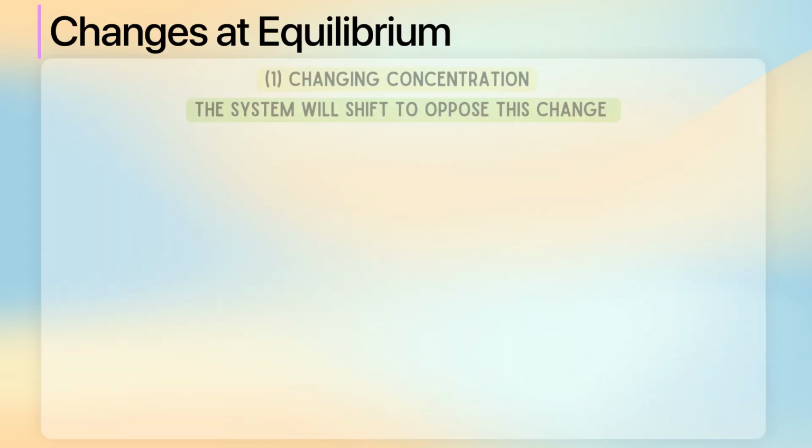Let's now look at specific cases applying Le Chatelier's principle to understand how changes in concentration, temperature, and pressure affect the position of equilibrium in a chemical reaction. Let's start with change in concentration.